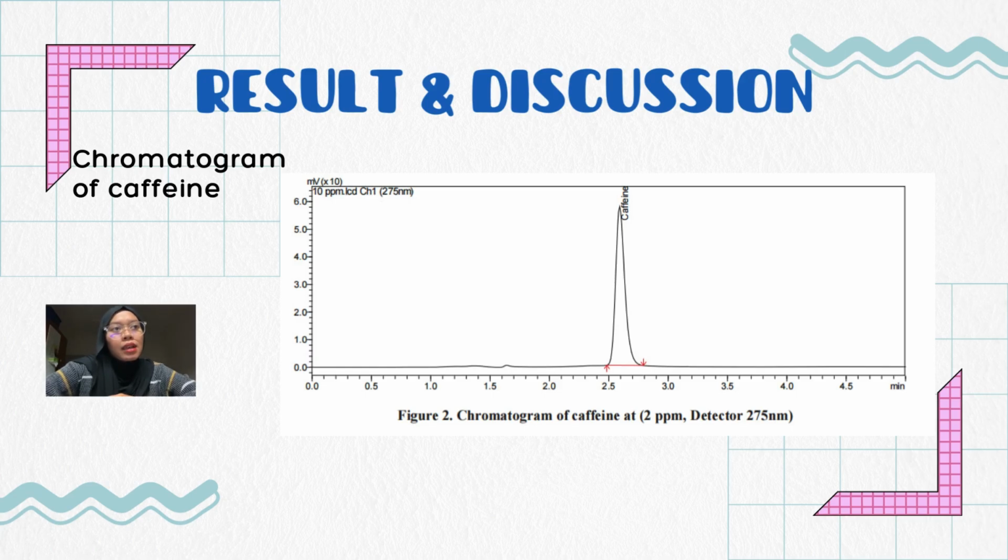Next, figure 2 is the chromatogram of caffeine. It illustrates the analysis of caffeine at a concentration of 2 ppm using a detector set at 205 nanometer. The x-axis represents the detection time in minutes and the y-axis indicates the signal intensity in millivolts. A prominent and sharp peak labeled caffeine appears at approximately 2.6 minutes. The well-defined shape and size of the peak confirm the successful detection and separation of caffeine under the given chromatographic condition.